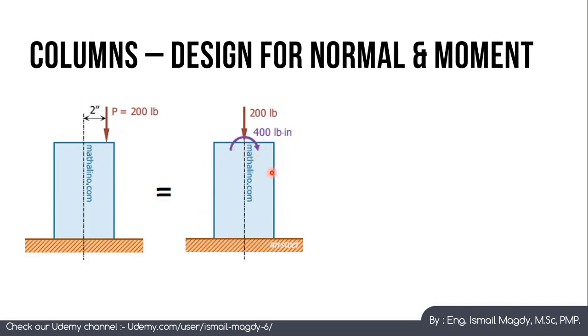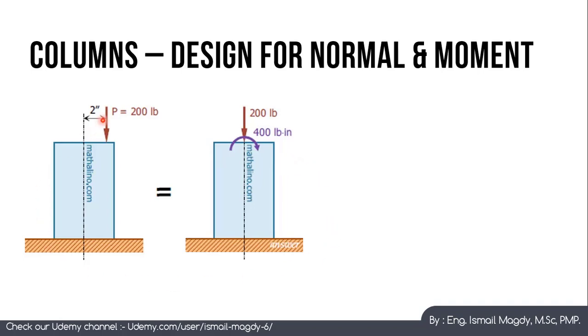This doesn't happen only in case of eccentricity, but it also could happen due to lateral loads like earthquakes or winds. They are going to create a moment on our column too. In general, most of our columns are under the effect of moment, not only normal forces.